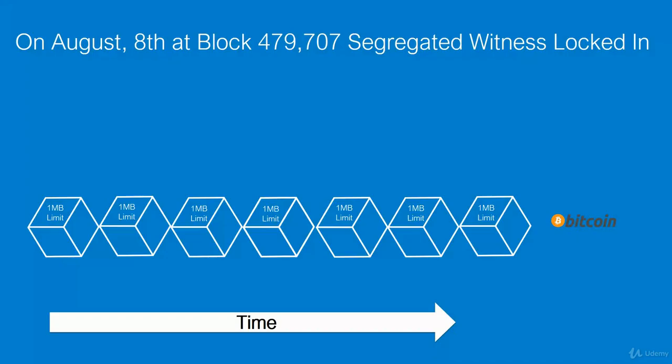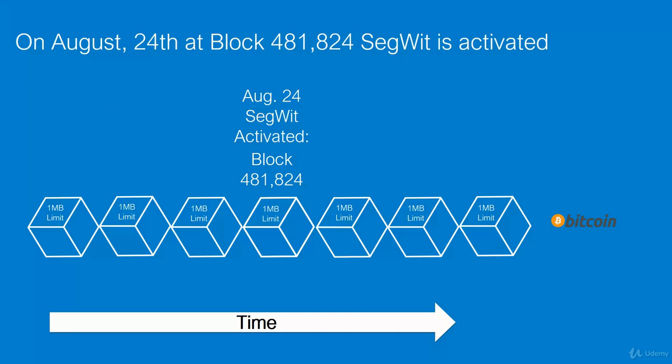What took place on August 8th at block number 479,707 is that there were enough miners supporting this segregated witness mandatory activation that it was locked in. It was going to happen. However, the process needed to continue until block 481,824 when the system activated segregated witness and it became live.